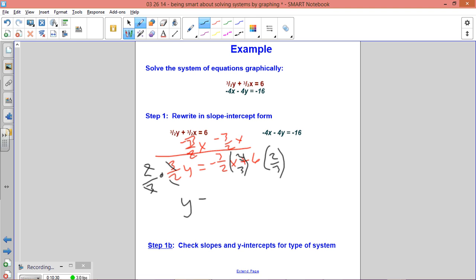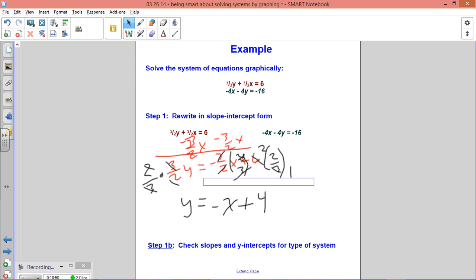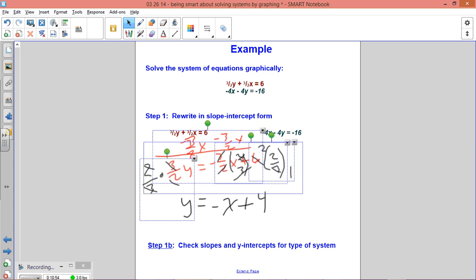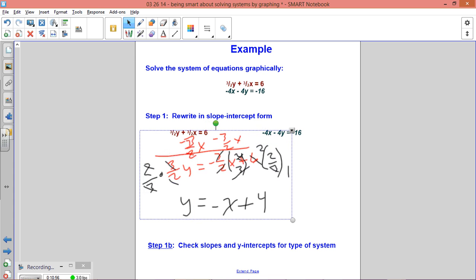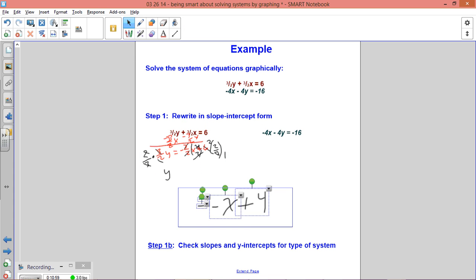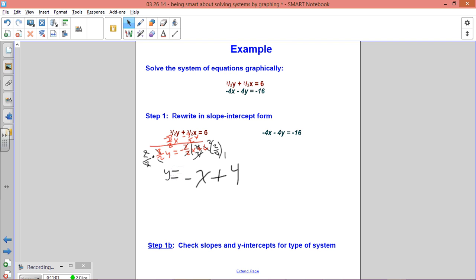I get that y equals, these 2's will cancel out, the 3's will cancel out, but I still have the negative, so negative x, and then 6 times 2/3, the 6 and the 3 will reduce, 6 becomes 2, 3 becomes 1, I just have 2 times 2, so it's negative x plus 4. I'm going to group some of this stuff and shrink it down so I can do the next problem as well. Great. And then I can move all of this stuff over. y equals negative x plus 4.